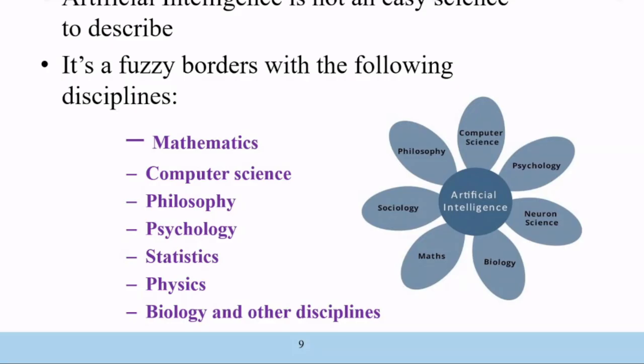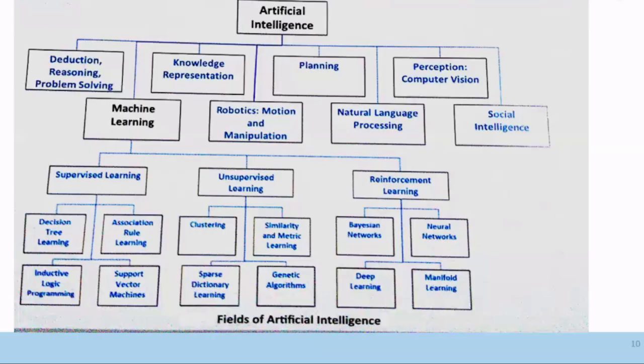It's in the science, biology and other disciplines: how our body is working, and in what way our brain is interacting with other organ systems and everything. This is a short summary of the fields of artificial intelligence. Most of the things I mentioned earlier. You look here: knowledge representation, planning, computer vision, reasoning, problem solving, motion and manipulation, natural language processing, social intelligence. Among that, machine learning we have already discussed.